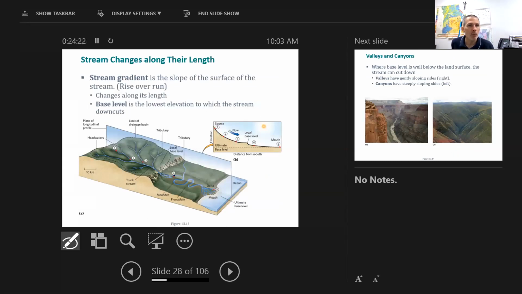Now, when we start looking at rivers, one of the things that we're going to be looking at is the gradient. Now, I'm sure you're already familiar with the gradient of a line. In our class, we're going to be looking at the rise over the run, the change in elevation divided by the run of the river.